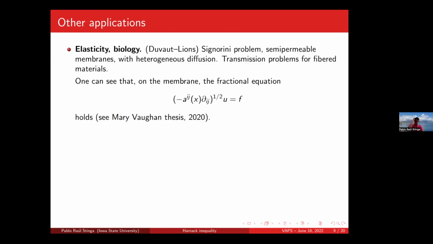All right, more applications. Well, if you do the Signorini problem or the problem of semi-permeable membranes, and you have a heterogeneous diffusion instead of just a heat equation, then on the membrane, you can obtain a fractional equation of this form also. Or even if you do a transmission problem for fiber materials, so say you are in a flat interface and your material is made of fibers, vertical fibers, changing from point to point. Then when you look at what is the equation on the interface between these two materials, it's a combination of fractional equations of this form.